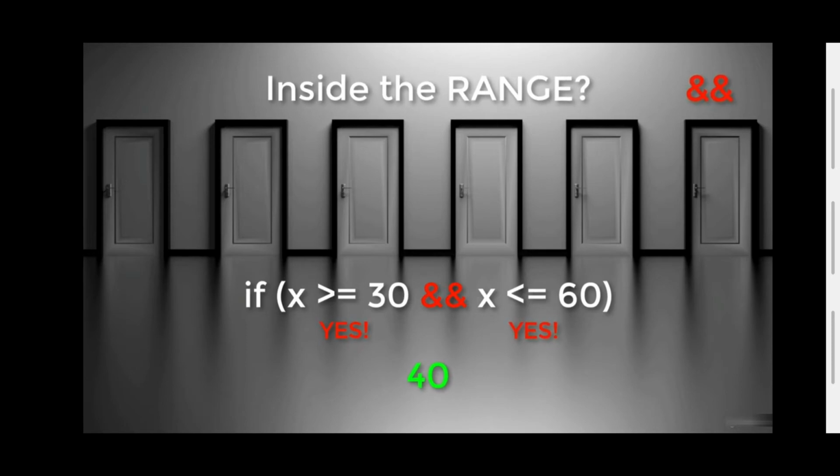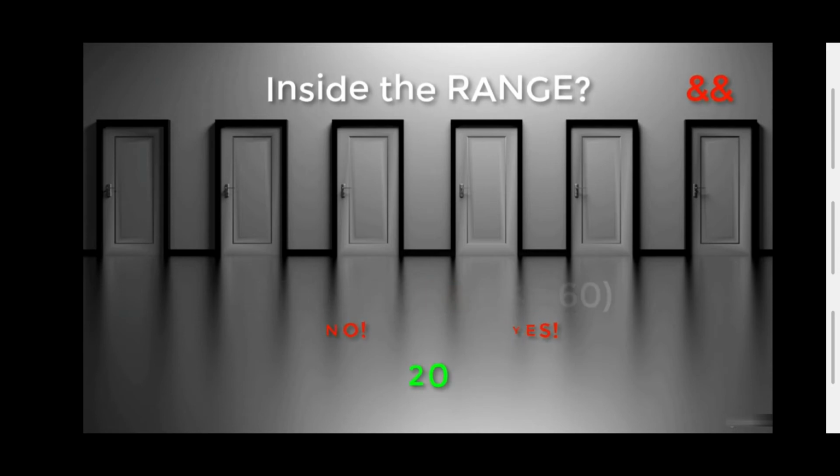Let us now take the value of 20. Now 20 is in fact outside of the range, and we want our if statement to actually evaluate to false. So is 20 greater than or equal to 30? No. Is 20 less than or equal to 60? Yes. But because both sides must be true for the AND operator, this expression would result in a false value. Exactly what we want.